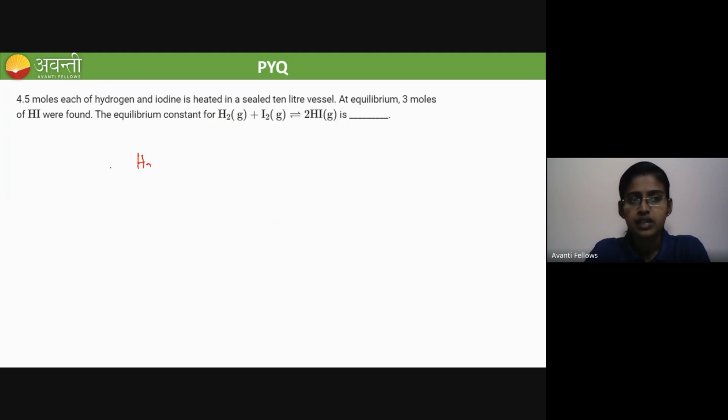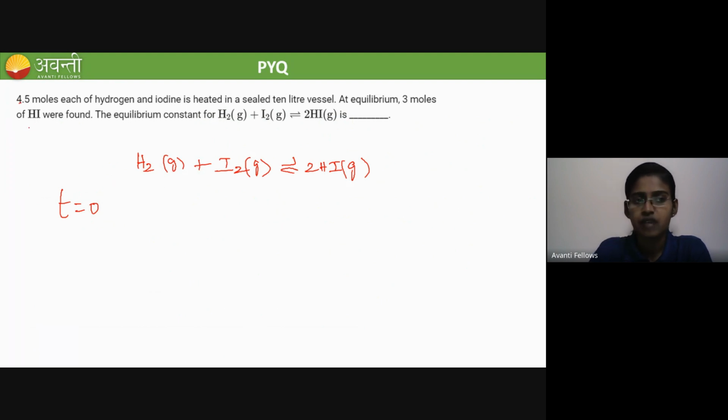And the given equation is H2 plus I2 giving 2HI. So this is the reaction. Now at time t is equal to 0, initially we would have only the reactant. And we have 4.5 moles of hydrogen and iodine. We have 4.5 moles of each reactant initially, and there is no formation of the product. So it is 0. Now, after some time t, or I can say at equilibrium, at the equilibrium point, 3 moles of hydrogen iodide were found.